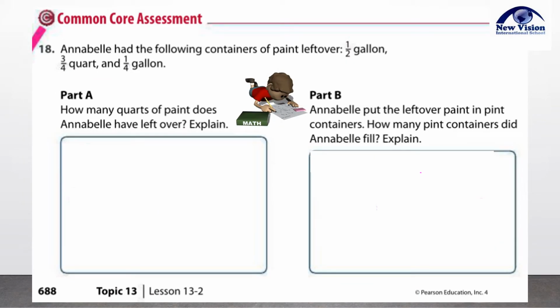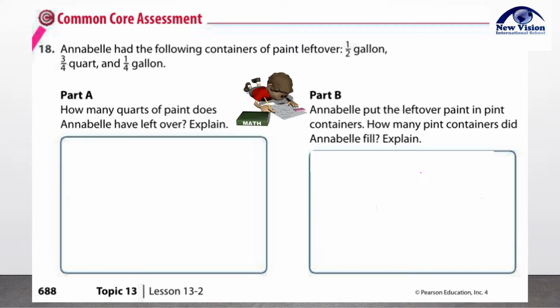Common Core Assessment. Number 18. Annabelle had the following containers of paint left over: 1 over 2 gallon, 3 over 4 quarts, and 1 over 4 gallon. Part A. How many quarts of paint does Annabelle have left over?